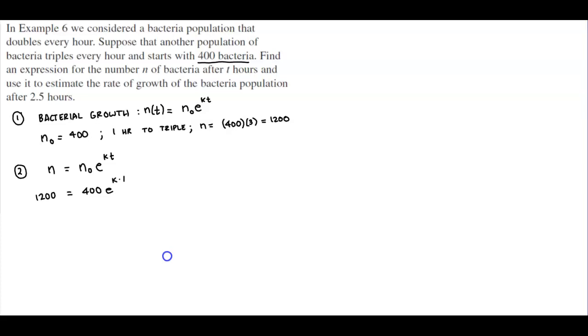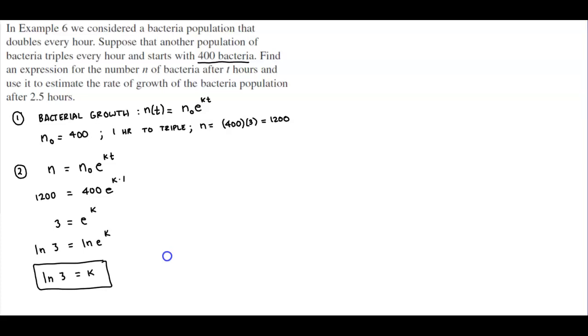So if we divide both sides by 400, we're going to get 3, which is equal to e to the power of k. And then we're going to take the natural log of both sides. So we have the natural log of 3, which is equal to the natural log of e to the k. So therefore, the natural log of 3 is going to equal k. So we found out what k represents in our problem.